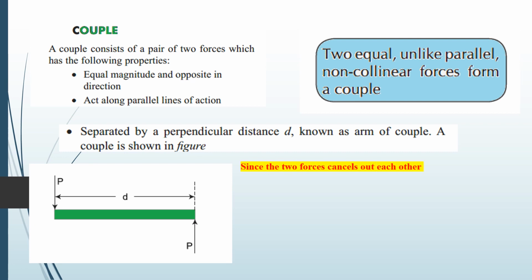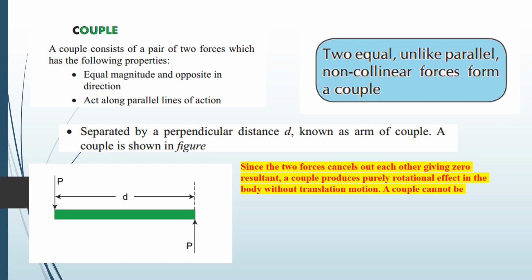Since the two forces cancel out each other, giving zero resultant, a couple produces a purely rotational effect in the body without translational motion. A couple cannot be balanced by a single force, but it can be balanced only by another couple of opposite nature.